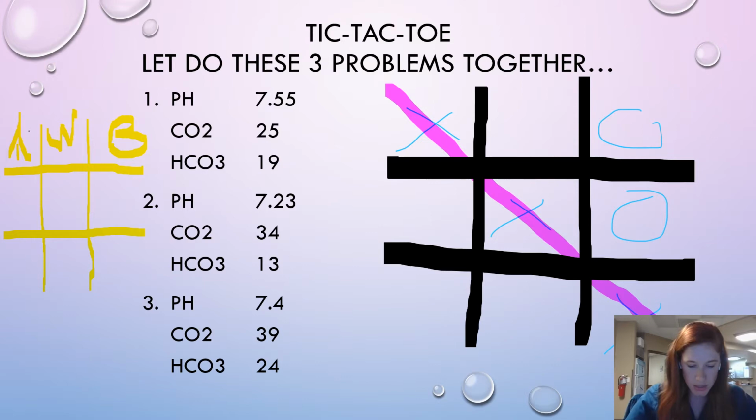For our second problem we have a pH of 7.23. Well, where does that fall? That's more on the acidic side. Why? Because it is less than 7.35. Okay, so we can write in here our pH.